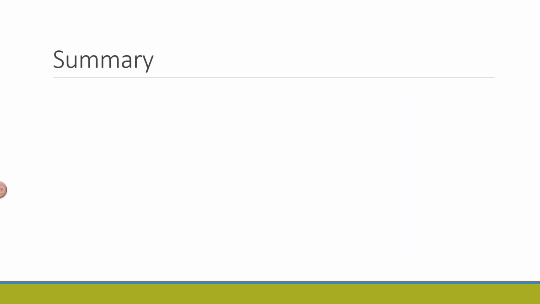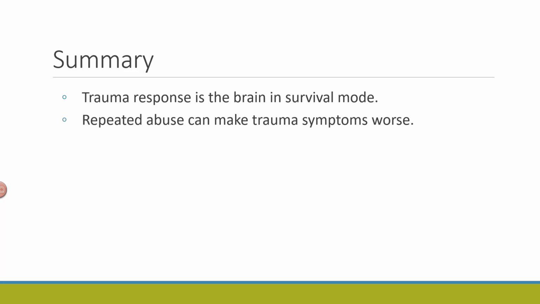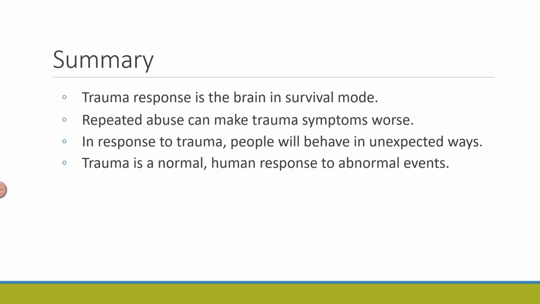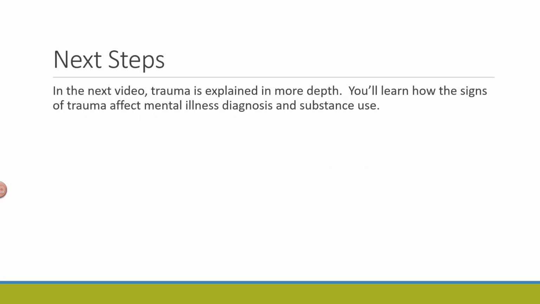In summary, there are four main things to take away from this introduction to trauma. Trauma response is the brain in survival mode. Repeated abuse can make trauma symptoms worse. In response to trauma, people will behave in unexpected ways. Trauma is a normal human response to abnormal events. In the next video, trauma is explained in more depth. You'll learn how the signs of trauma affect mental illness diagnosis and substance use.